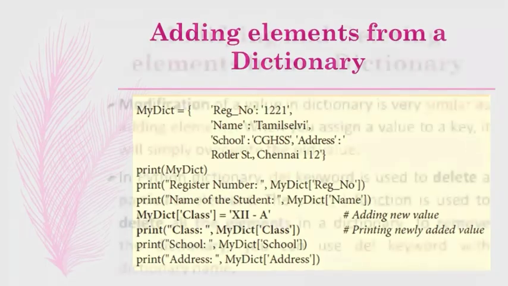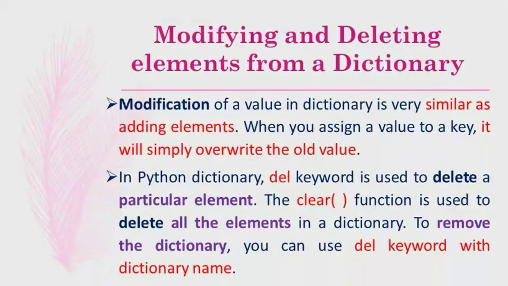And next, modifying and deleting elements from a dictionary. Modification of a value in a dictionary is very similar to adding elements. When you assign a value to a key, it will simply overwrite the old value. So if you want to modify any value, you just have to assign a value to the key. It will simply overwrite the old value. And deleting elements from a dictionary means: in a Python dictionary, the del keyword is used to delete a particular element.